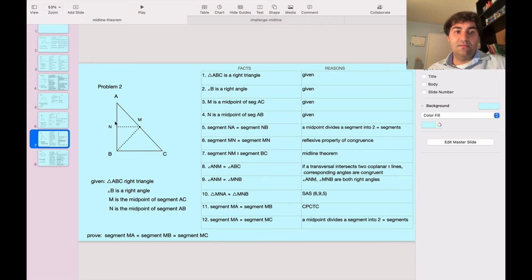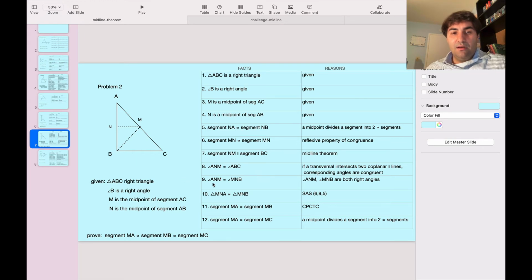If we take this line AB as a transversal, we know that angle ANM, this angle here, and angle ABC, this angle here, are going to be corresponding angles, right? Because they're both on the same side of the transversal. One angle is in the exterior region and the other angle is in the interior region, bounded by lines NM and BC. So since these lines are parallel, if a transversal intersects 2 coplanar parallel lines, corresponding angles are congruent. So angle ANM is going to be congruent to angle ABC.